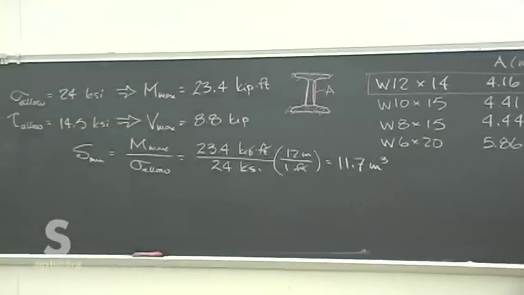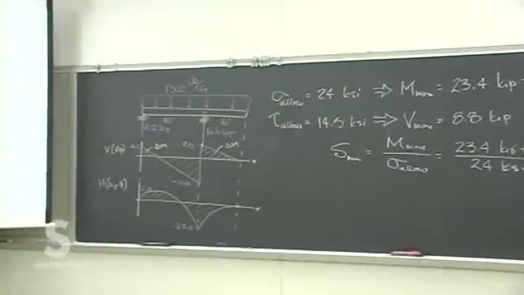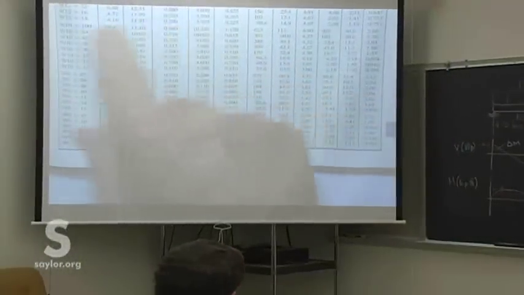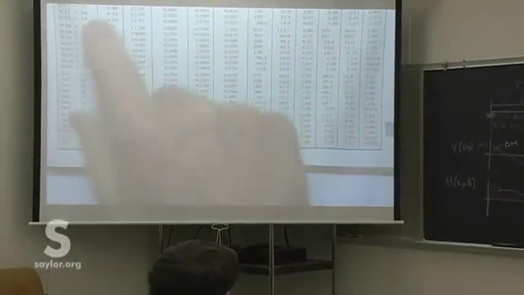What is that? That's the t_w times (d minus 2t_f) if we want to be really precise about it. So which beam are we on? 12 by 14.